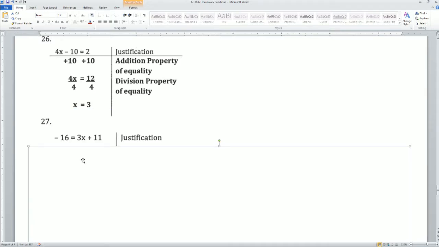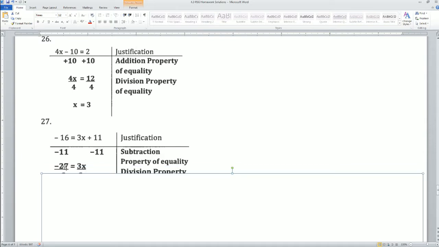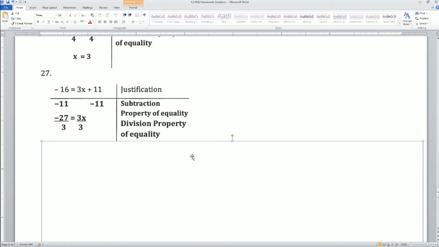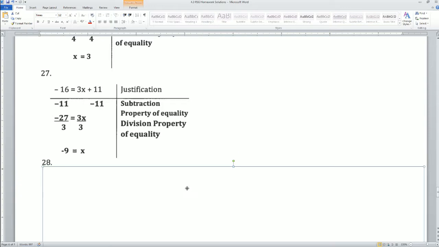Okay, good. 27, here's the original equation: -16 is equal to 3x plus 11. Subtract 11 from both sides. That is your subtraction property of inequality. You get -27 equals 3x. Then you divide. That is the division property of inequality. Divide by 3 on both sides. You simplify. You get -9 equals x.